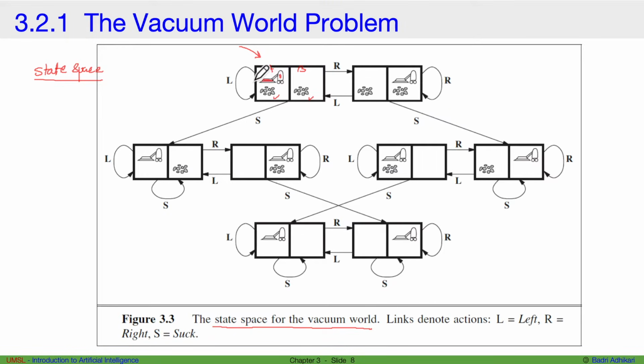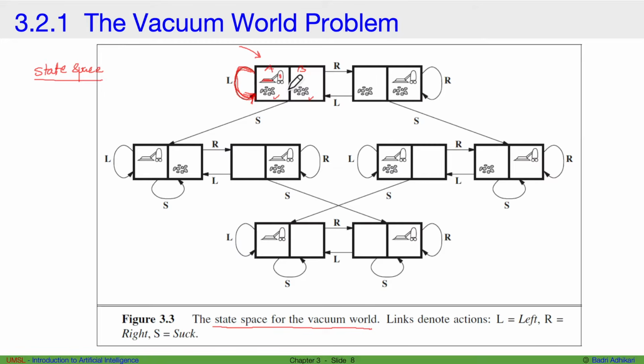The possible actions that the agent can take is going left. That is, the agent is already in this left room and the agent is trying to go left again. If the agent tries to go left, nothing changes. In other words, the agent stays in the same state.